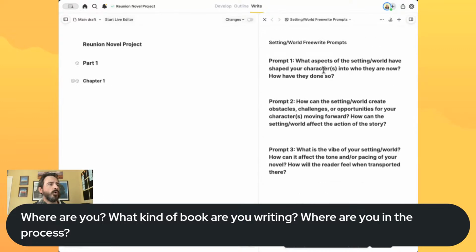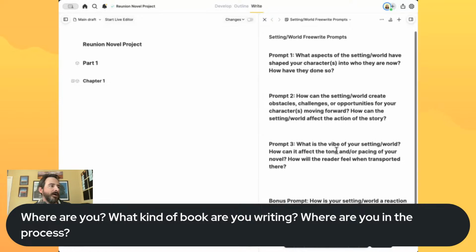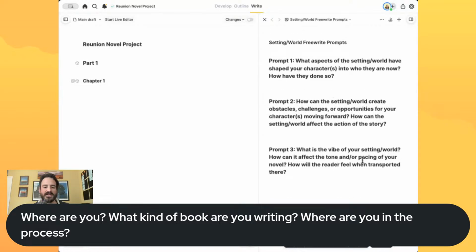So the first prompt is more about your character: how has the world shaped your character into who they are now? The second prompt is moving forward in your story: how can the setting/world affect things? And the third prompt is about tone, the feel of your story. Those are the aspects we're going to be working on for the prompts today. That should be pretty fun.